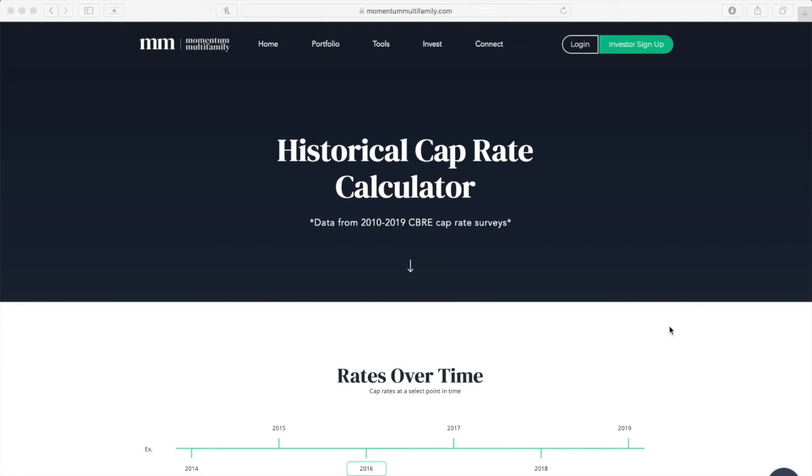This is Hayden Harrington with Momentum Multifamily, and today I want to show you a brand new tool that we just introduced to our website, the Historical Cap Rate Calculator.